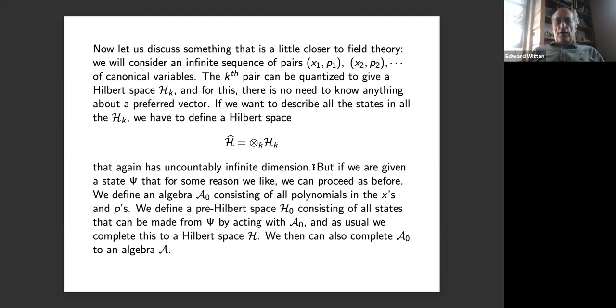But if we're given a state psi that for some reason we like, we can proceed as before. We define an algebra A0 that consists of all polynomials in the x's and p's. We define a pre-Hilbert space H0 that consists of all states that can be made from psi by acting with A0. And as usual, we complete this to a Hilbert space H. And then we also complete A0 to an algebra A.